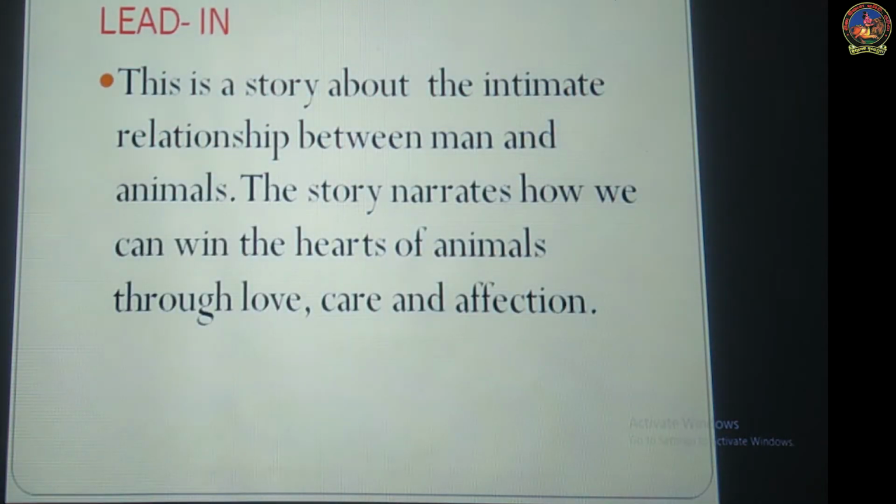Let us know what the story is about. This is a story about the intimate relationship between man and animals. The story narrates how we can win the hearts of animals through love, care, and affection. Students, like man, we can also win the hearts of animals through our love, care, and affection. Before going through the story, let us know about the author.